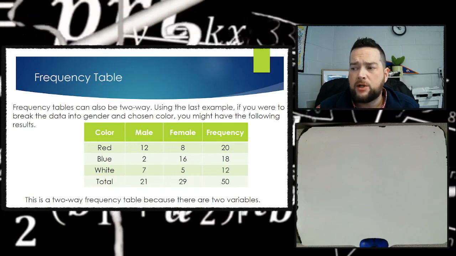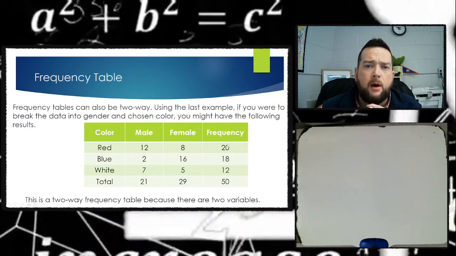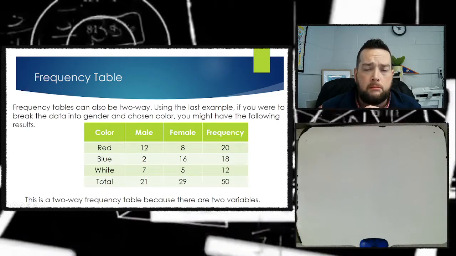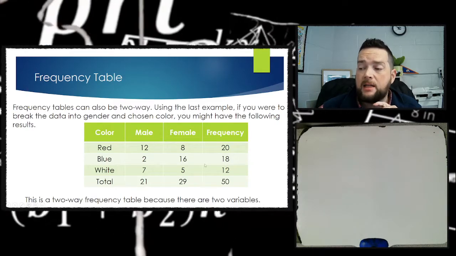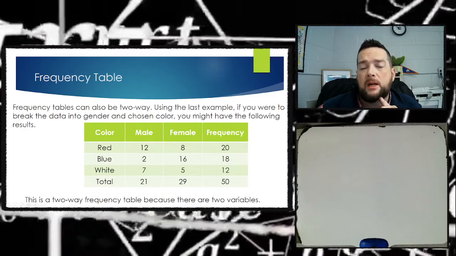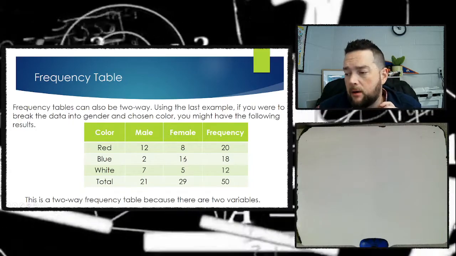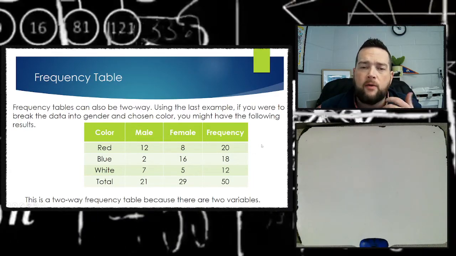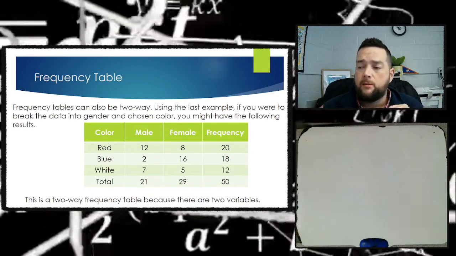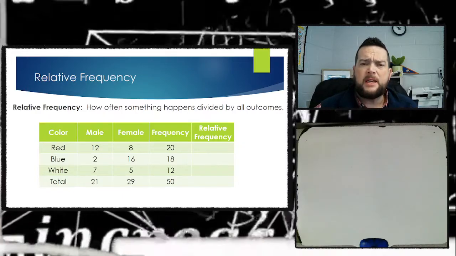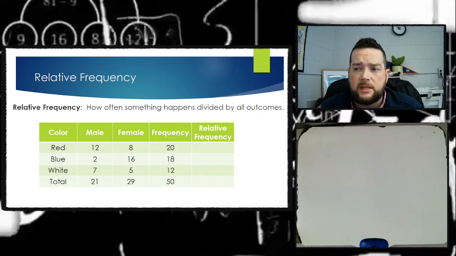So two different things that we're considering. When you put all that information on there, there's still 20 individuals who liked red. Now we've just split them up into male and female. 12 of those are male, 8 are female. There's still 18 that liked blue, but now we know that 2 of those that liked blue are male, and 16, an overwhelming majority, are female, and so on and so forth. So a two-way frequency table is simply showing the numbers for two different variables. And we could take it a step further, and we could start calculating the relative frequency.